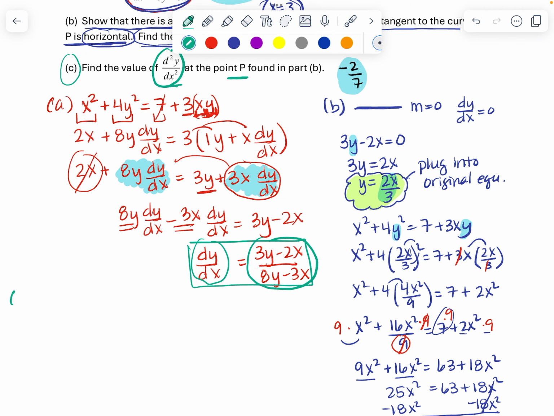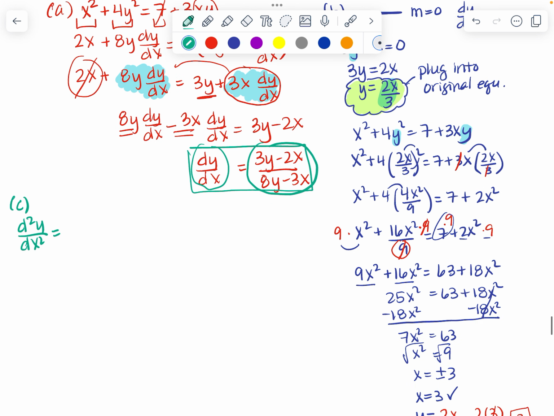Let's do part C. Okay, and I need d squared y over dx squared. I'm even going to write a little bit smaller. That's how long this is. Okay, so I've got my low. Low is 8y minus 3x times my d high. So the derivative of the high. The derivative of 3y is 3 dy dx minus the derivative of 2x is 2.